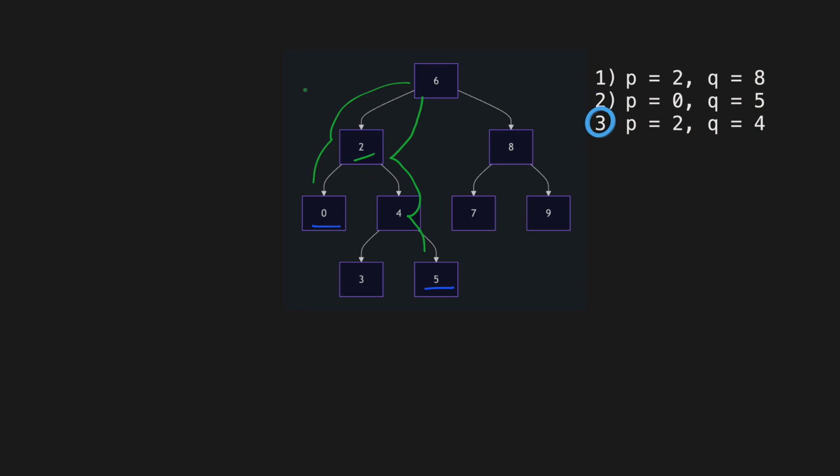And now let's take example 3. Suppose P is equal to 2 and Q is equal to 4. Here node 4 is a descendant of node 2 and according to the LCA definition, a node can be a descendant of itself. So node 2 is also a descendant of node 2. So that's why the lowest common ancestor of both nodes 2 and 4 is 2.